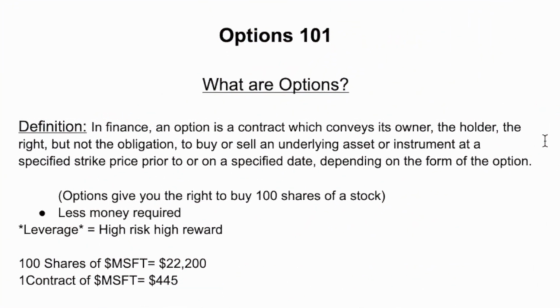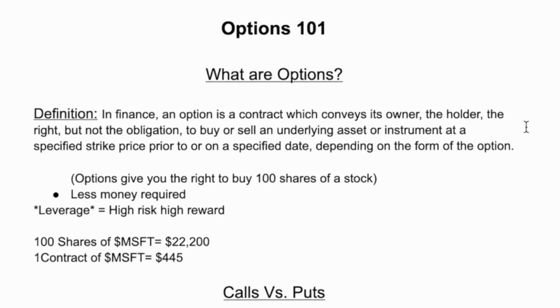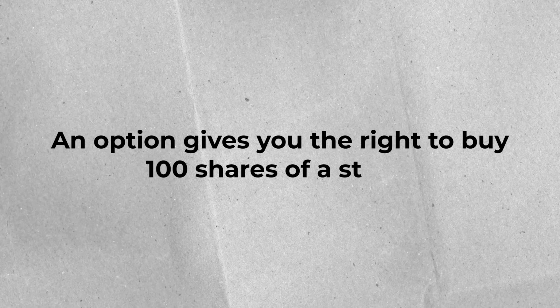So here's the definition of what an option is. In finance, an option is a contract which conveys its owner, the holder, the right but not the obligation to buy or sell an underlying asset or instrument at a specified strike price prior to or on a specified date, depending on the form of the option. If that sounds confusing to you, don't worry, I'm gonna give you an example. An option gives you the right to buy 100 shares of a stock.